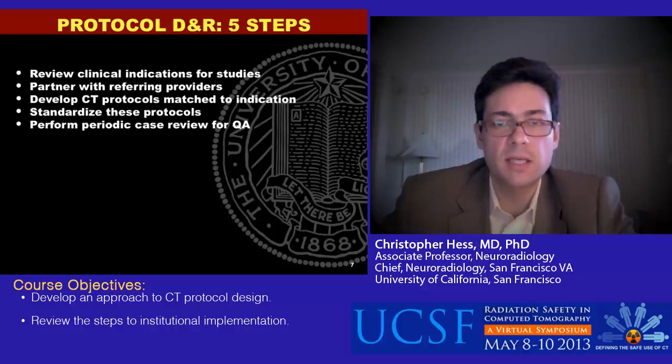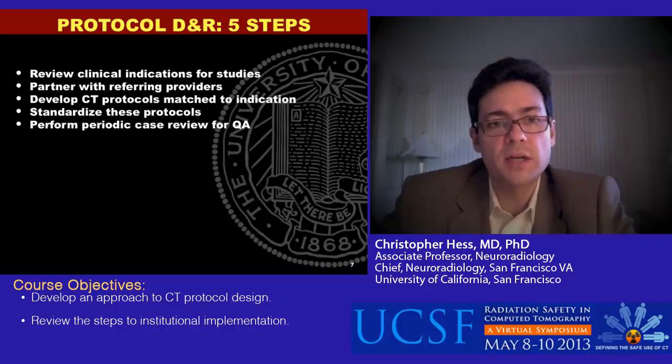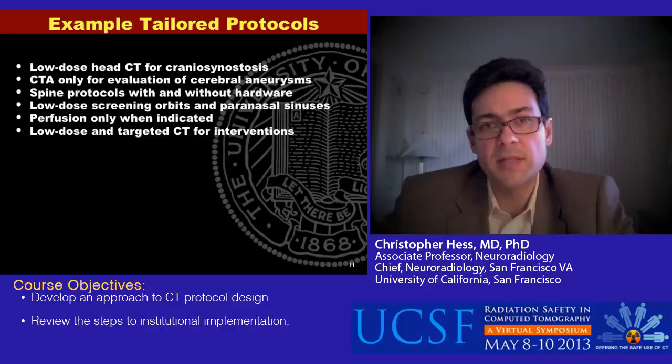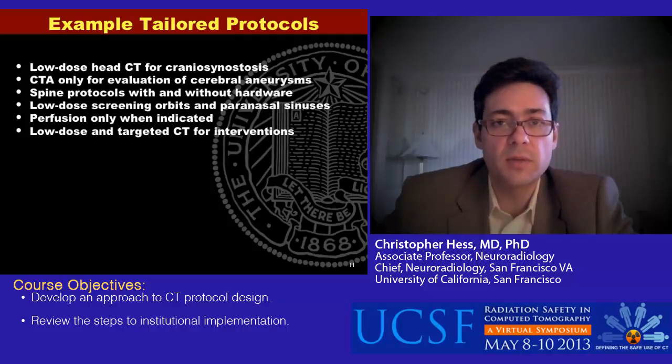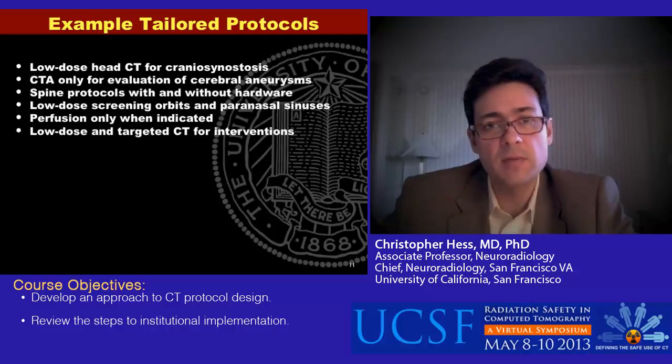to match the indication. So some examples of tailored protocols in our practice are those for low-dose head CT, in which visualization of the brain parenchyma may not be necessary. For patients who have suspected craniosynostosis based on physical examination, in our neuroradiology practice, for example, it is only necessary to visualize the bone, and therefore low dose can be used. When a patient has a known aneurysm and serial examination is performed to evaluate whether the aneurysm is growing or not, CT angiography is sometimes performed.